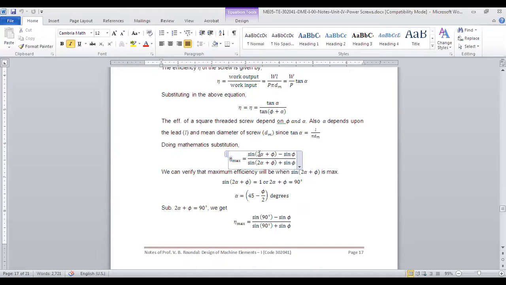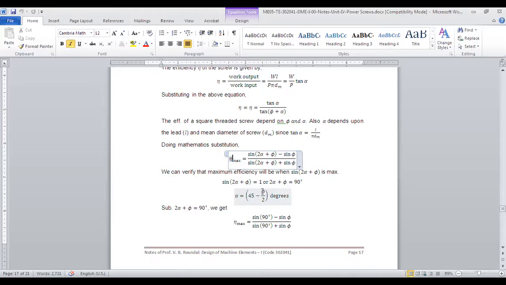For maximum efficiency, we need this term, sin of 2 alpha plus phi, to be maximum. Phi is the friction angle and is fixed, so only the helix angle can be changed. So with this we get sin of 2 alpha plus phi equal to 1. When sin of 2 alpha plus phi is equal to 1, your efficiency will be maximum. Sine of something is maximum when the angle is 90 degrees, since sin 90 is 1.